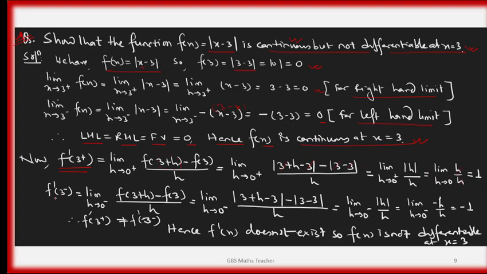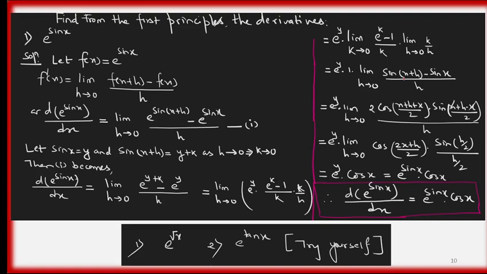On the positive side mod h by h is h by h, so we find 1. Similarly, the left hand derivative is limit h tends to 0 minus of f of 3 plus h minus f of 3 by h, which is also mod h by h, and for the left hand side h is negative, so we get minus 1. The left hand derivative does not equal the right hand derivative, hence f dash 3 does not exist. So f of x is not differentiable at x equal to 3. From this example, what can we conclude? That if a function is continuous, it may not be differentiable at a particular point.